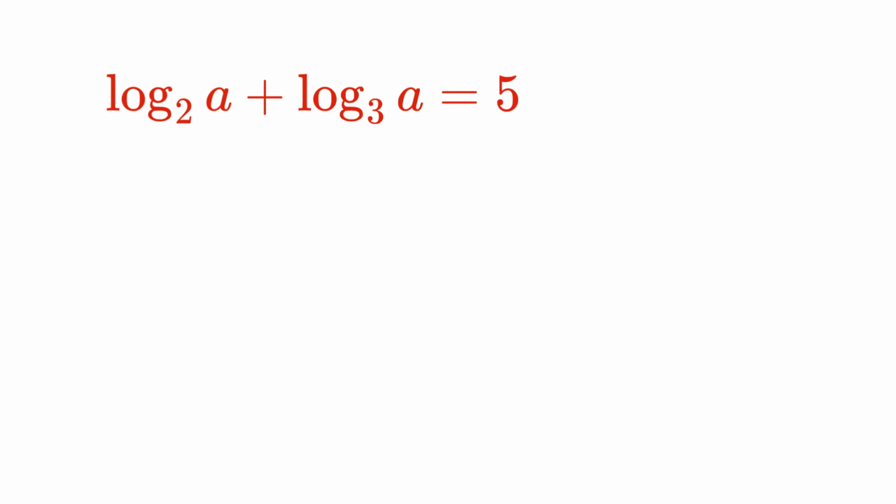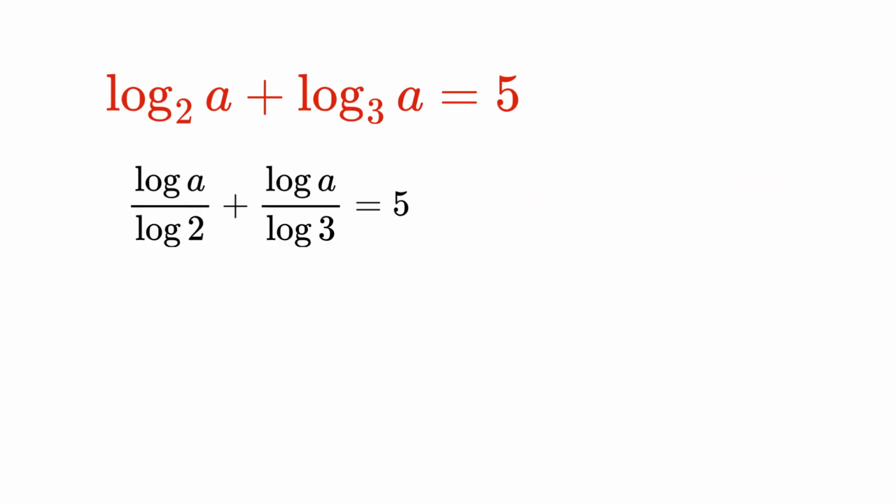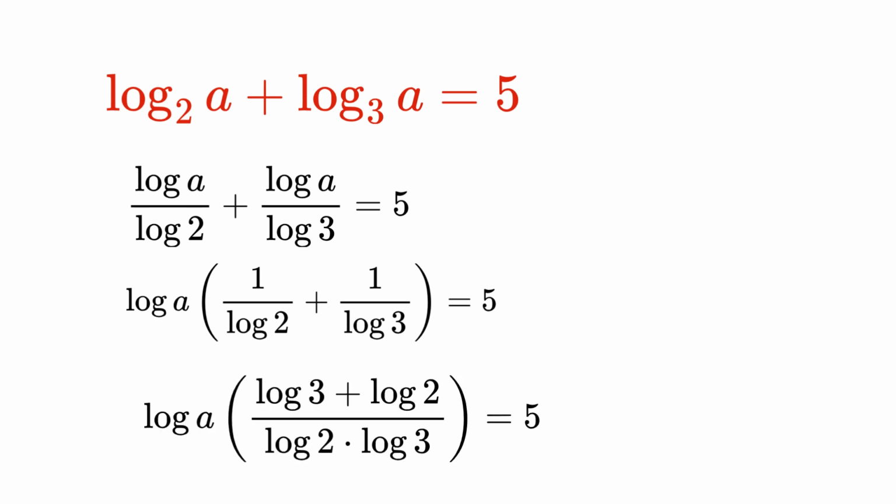We know that formula log of b base a is equal to log b by log a. Then we can write it as log a by log 2 plus log a by log 3 is equal to 5. Take log a common, then we get log a into 1 by log 2 plus 1 by log 3 is equal to 5. Now take LCM, then we get log a into log 3 plus log 2 by log 2 into log 3 is equal to 5.